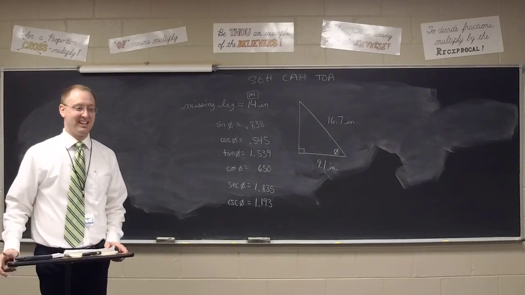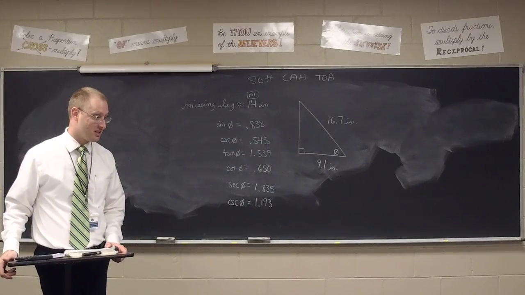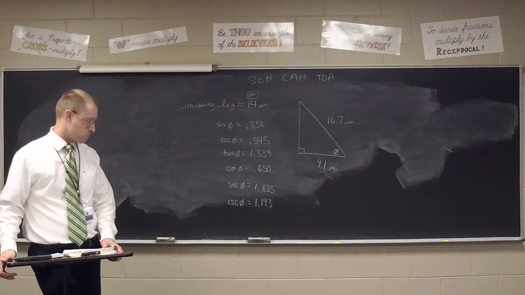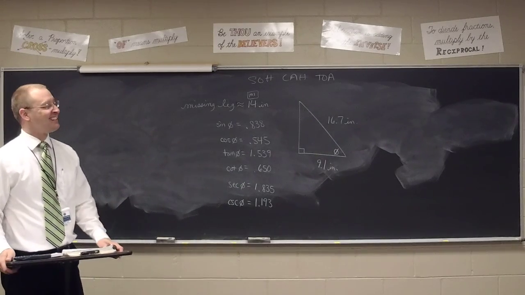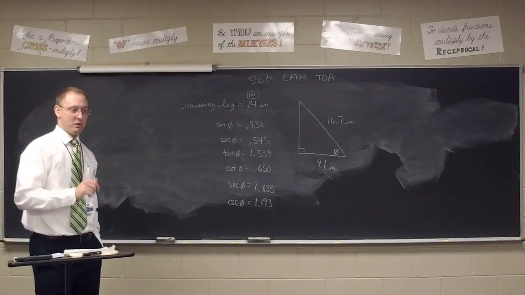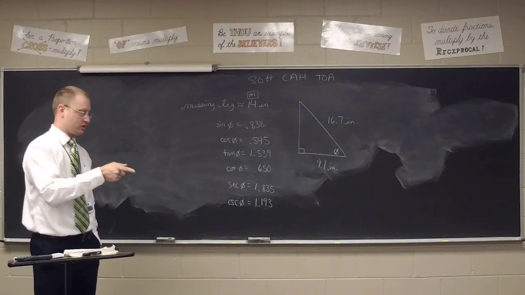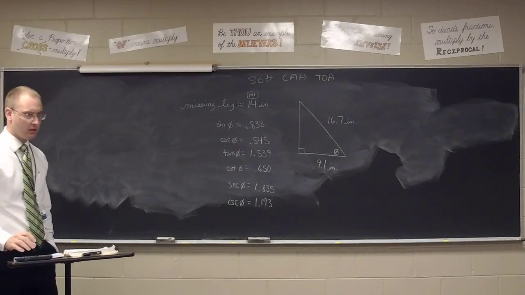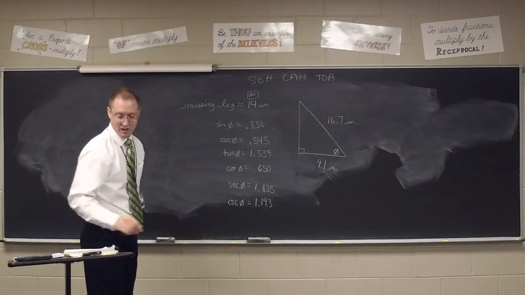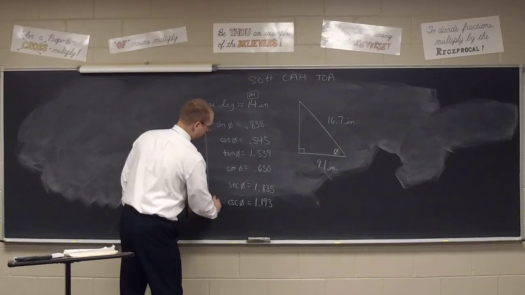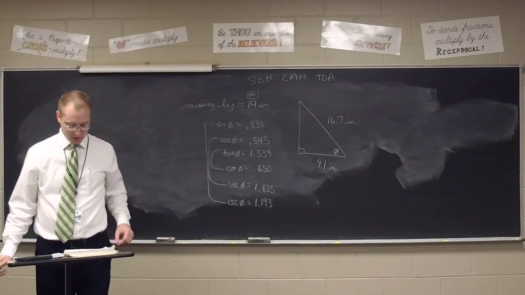I just mixed CSC up with the cot. Cosecant with cotangent? Yeah. Okay. Quentin, good to go? Jamie, good to go? Chris, other than mixing up cotangent, cosecant? Careful. These go together. Those go together. For the tangent I got 1.538.